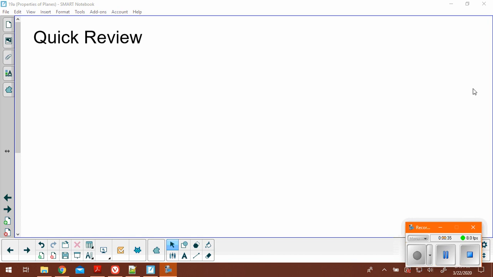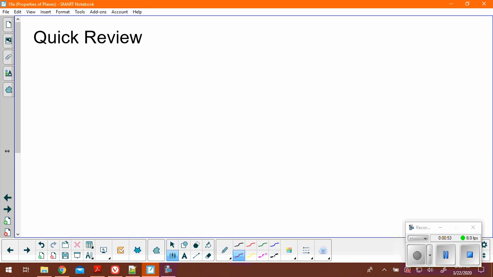I'm also going to do a quick little review of what we covered in this third block so far. The basic idea is we're switching from vectors to equations of lines and planes, starting with lines.